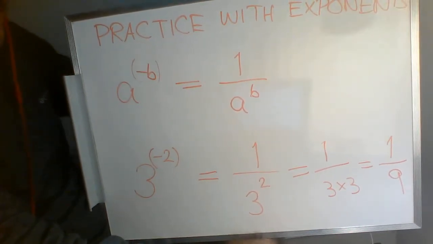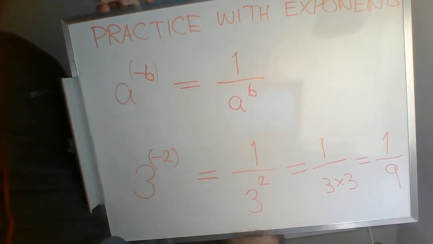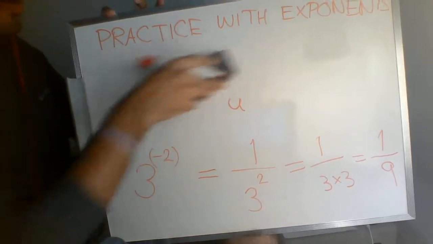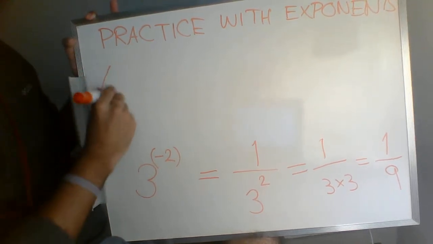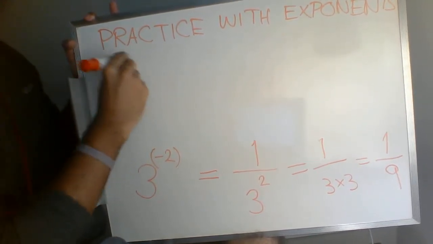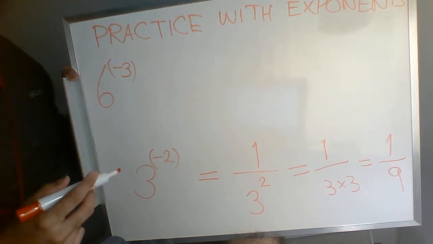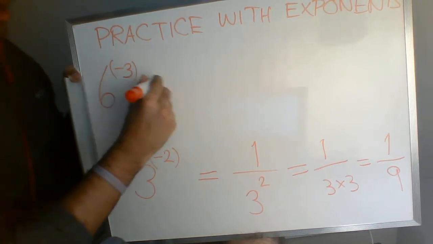Alright, hopefully that's making sense. So that's basically how this works. I'll do one more example of it. And I'm going to erase the rule this time. I'll leave that example there in case you want to copy that one down. Let's do another one. So we've got 6 this time, let's say, to the exponent negative 3. That's what we want to work with. So in this case, first we're going to turn this into a fraction.